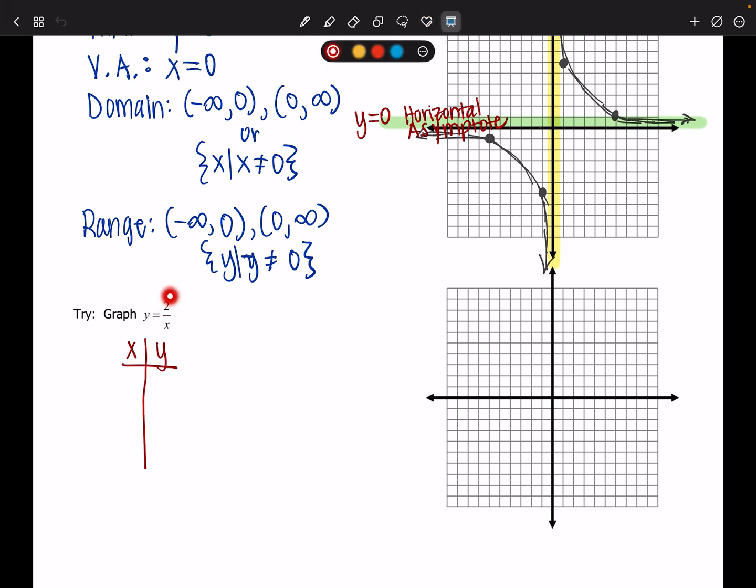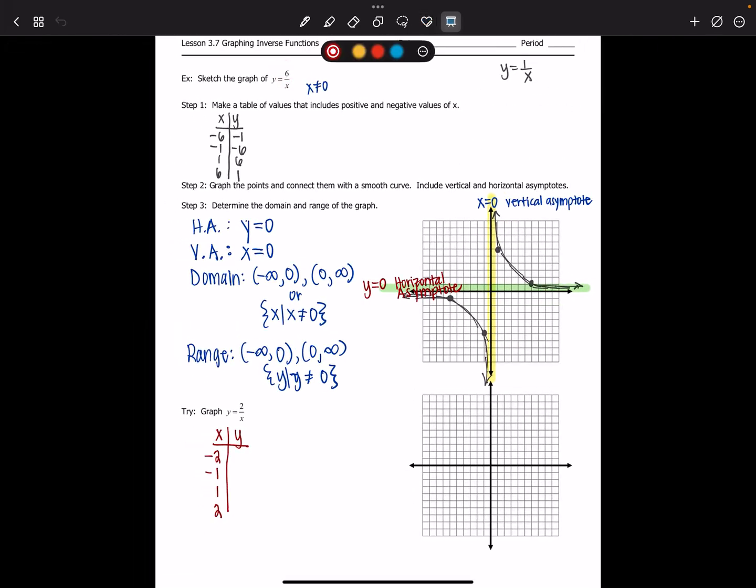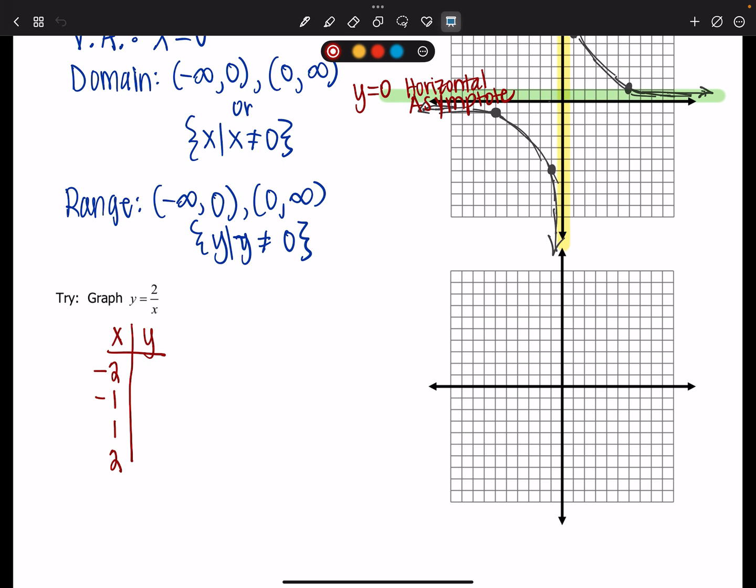Okay, because this numerator is a 2, I'm going to use -2, -1, 1, and 2. So if you look at the last problem was a 6 in the numerator, and I used -6 and +6 along with the 1s. This time, a 2 is in the numerator, so I'm using -2 and +2 along with the 1s. When I put a -2 in, I'm going to get 2 over -2 is -1. When I put a -1 in, 2 divided by -1 is -2. Then when we put a +1 in, 2 divided by 1 is 2. And when we put a +2 in, 2 divided by 2 is 1.